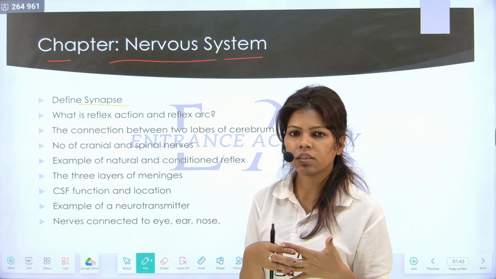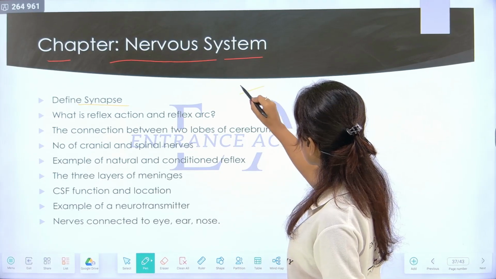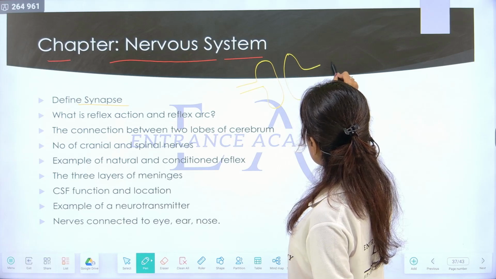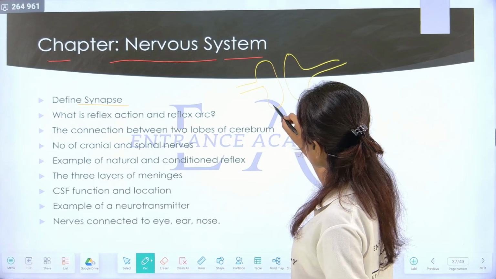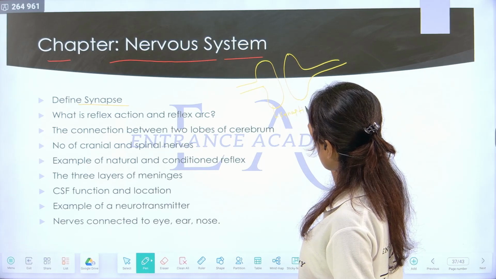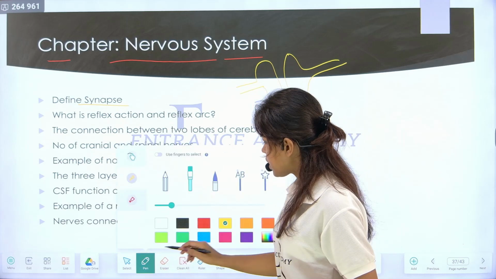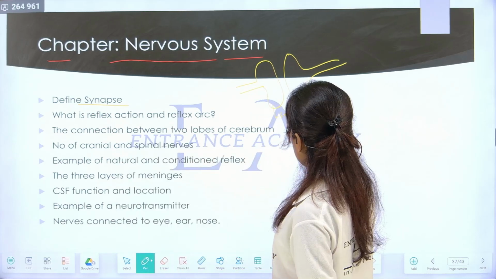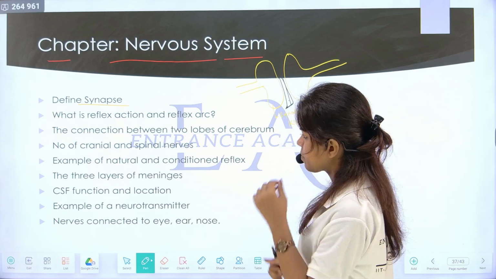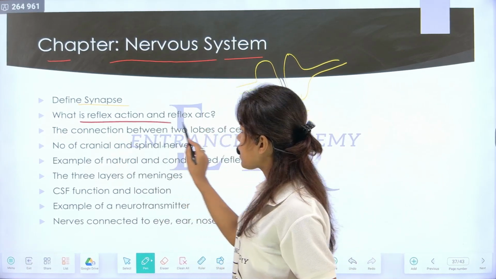Synapse is a junction between two adjacent neurons. Just like this. This is one synaptic knob. This is another. The junction between these two is known as synapse.